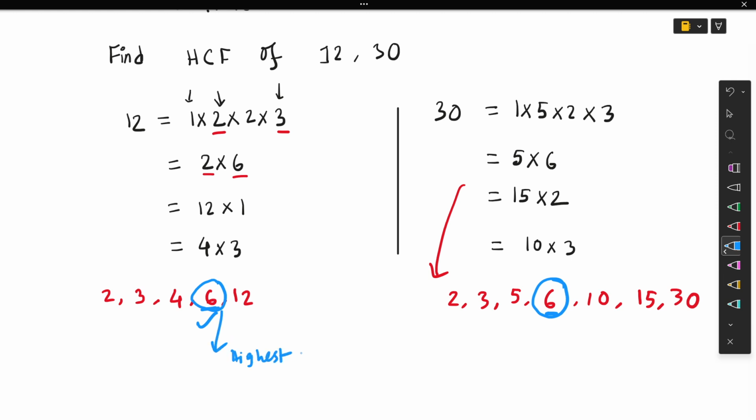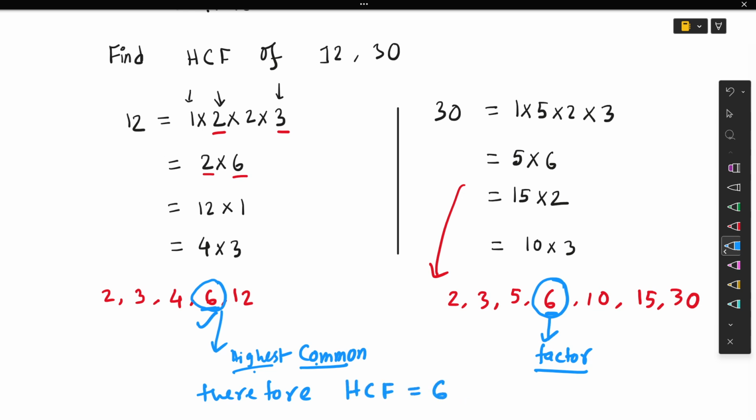common, and it is also a factor, right? So we have highest common factor. Okay, highest common factor. Therefore HCF is equal to 6 here.